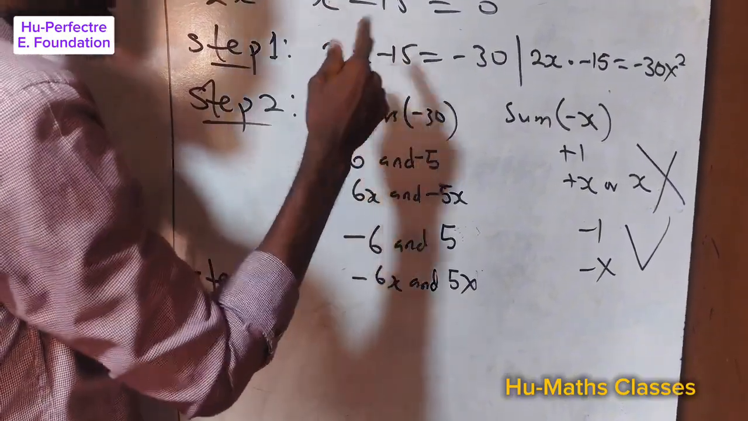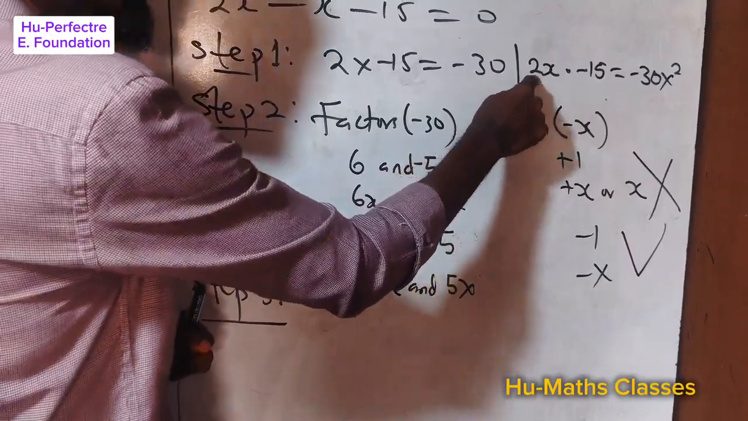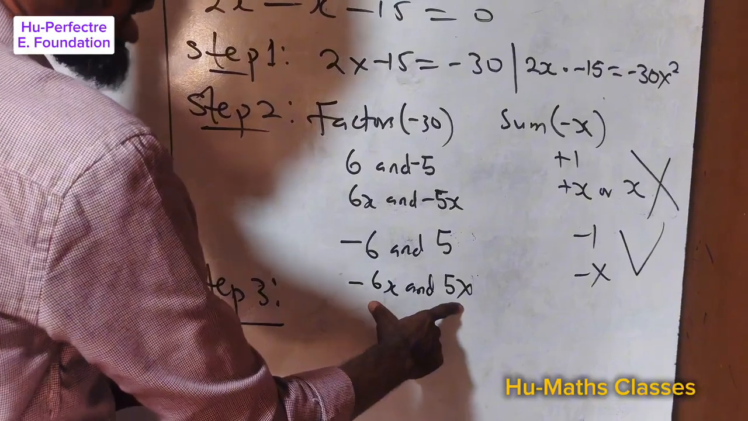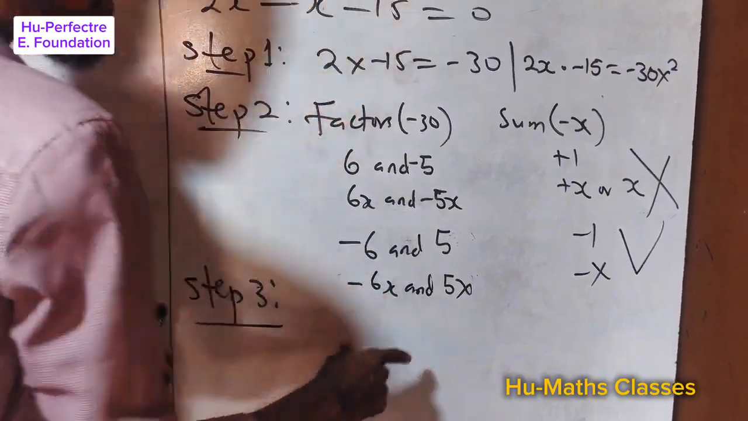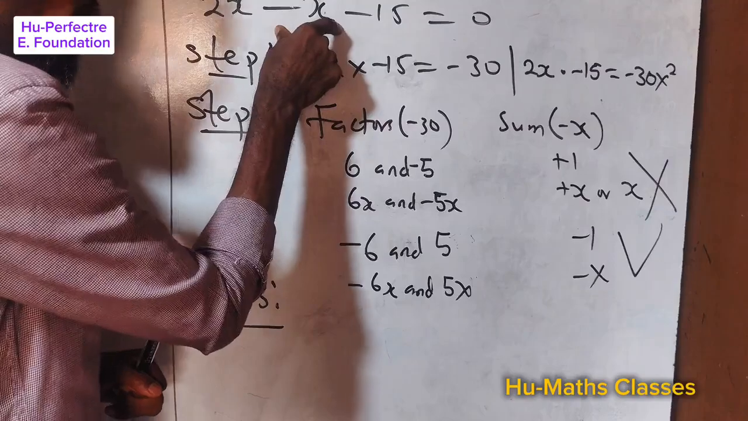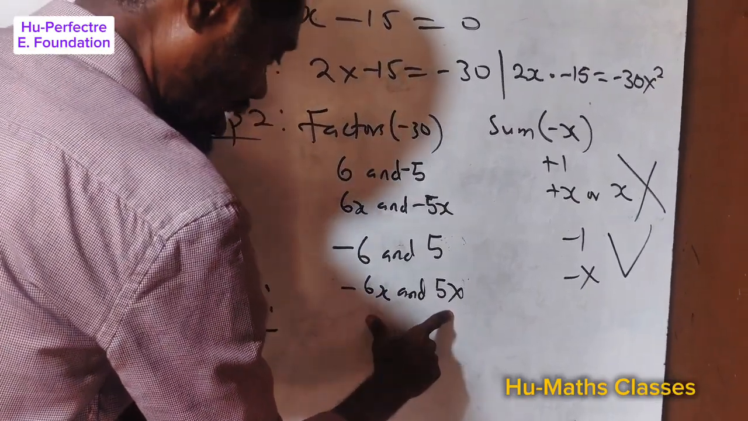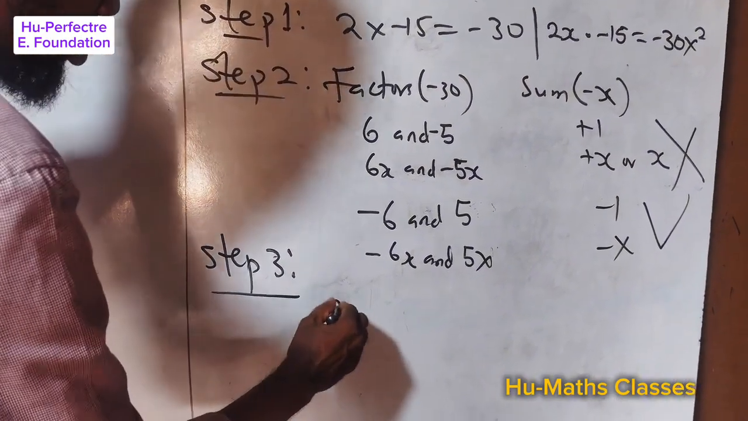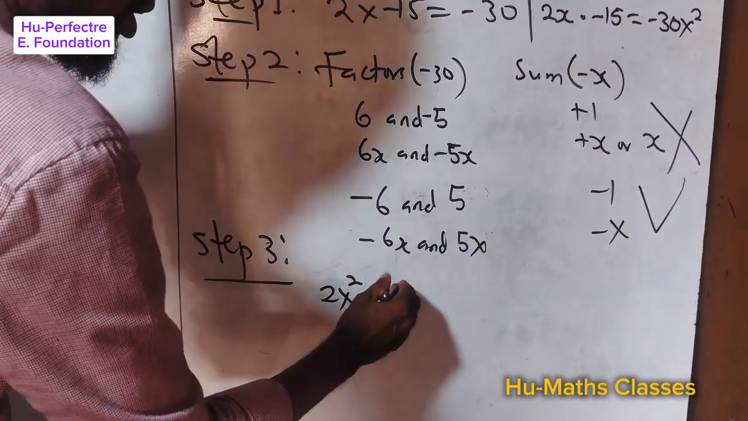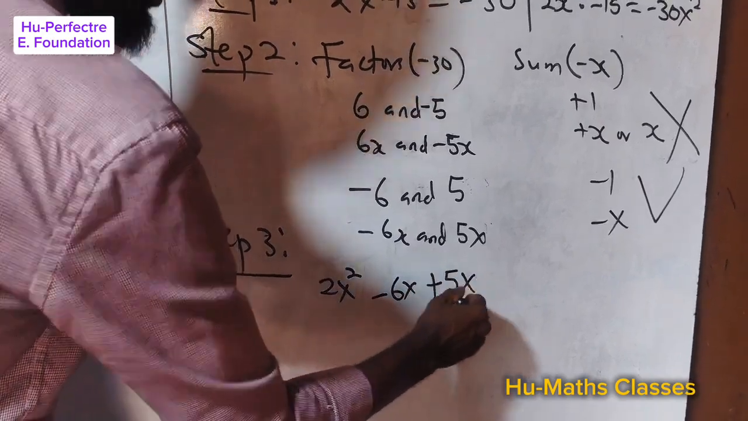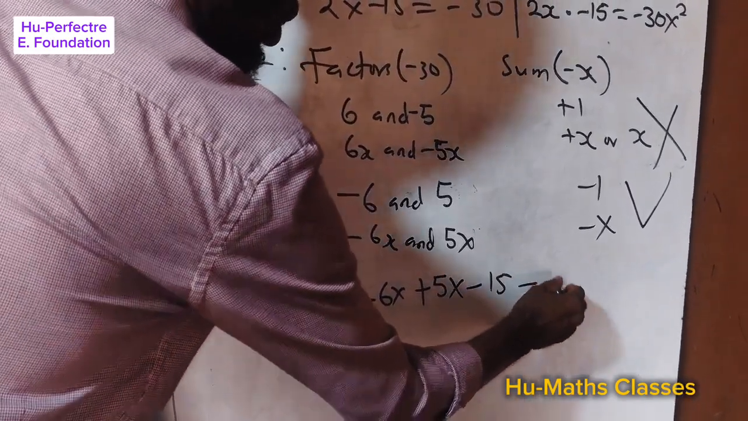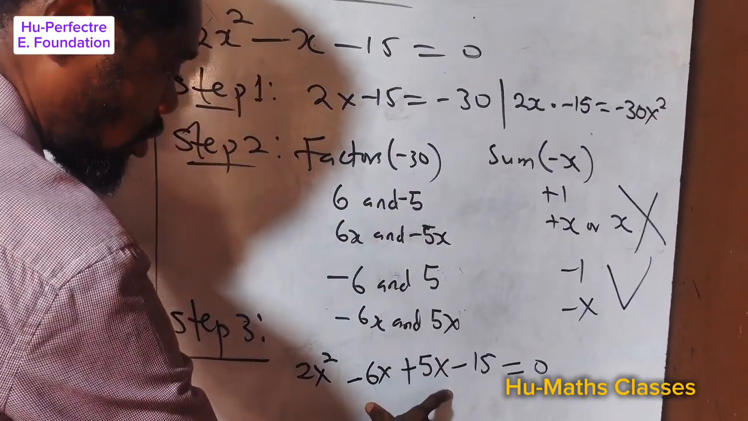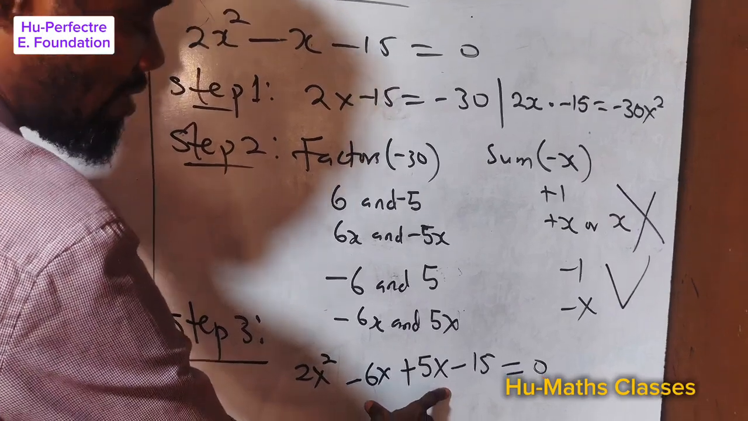So you add x to them. So it is better you use this other standard, which is 2x times minus 15 that gave us minus 30x squared, and the two factors were minus 6x and plus 5x. So I'll be replacing the second variable with minus 6x plus 5x. And that will lead us to this function. That will be 2x raised to power 2 minus 6x plus 5x minus 15 is equal to 0. Remember, we have replaced the second variable with the two factors we got, minus 6x plus 5x.